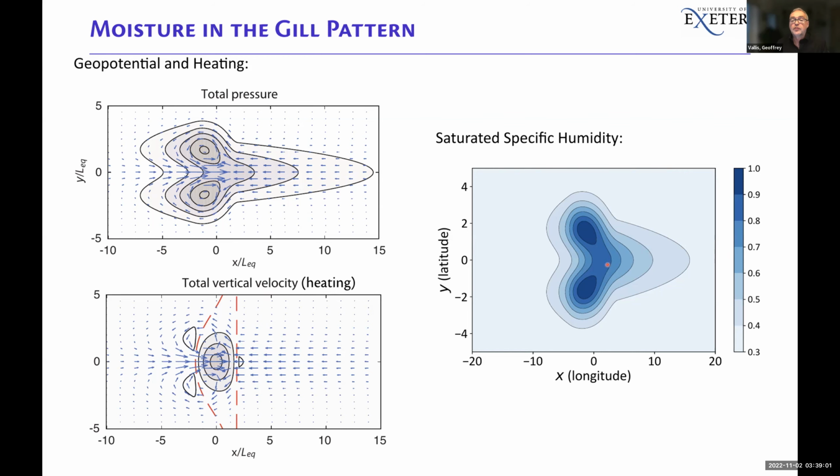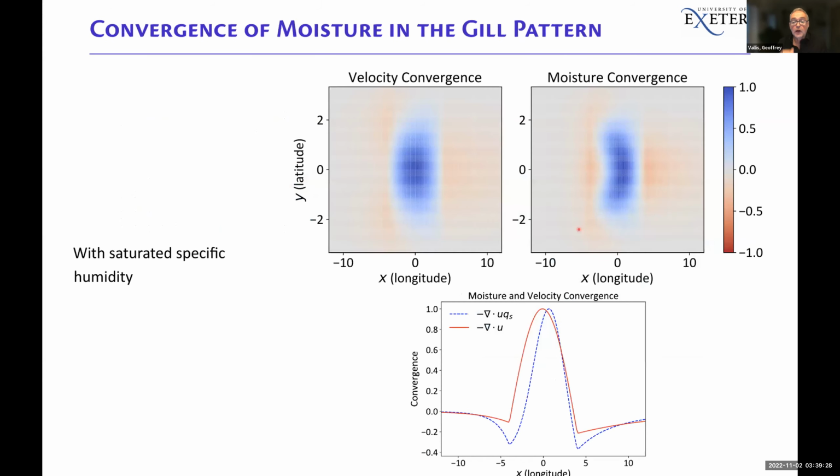the saturated specific humidity will have a very similar shape to it, because it's really just an exponential of the temperature. So it's going to have the same shape, but it won't be exactly the same, because the saturated specific humidity is not linearly proportional to the pressure, it's proportional to an exponential of pressure. And that's going to actually make an important difference. And you can start to see that difference here.